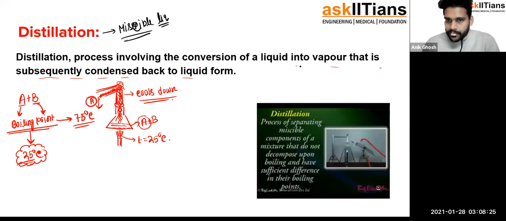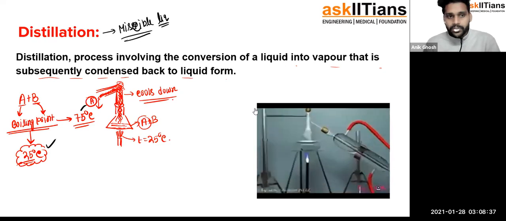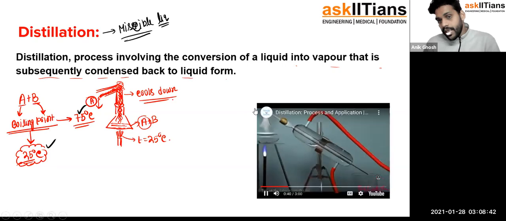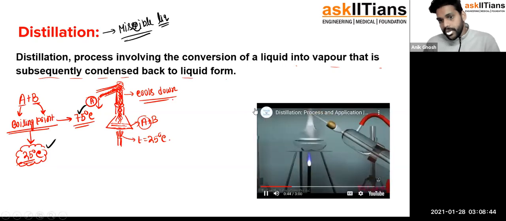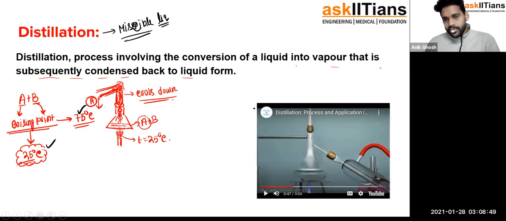Distillation is the process of separating miscible components of a mixture that do not decompose upon boiling and have a sufficient difference between their boiling points, like I showed you. You can see this is just heating it. Let me show you again. Over here, if I stop it, you can see it is heating first. After that, the gases are going out. The gases are of A only.